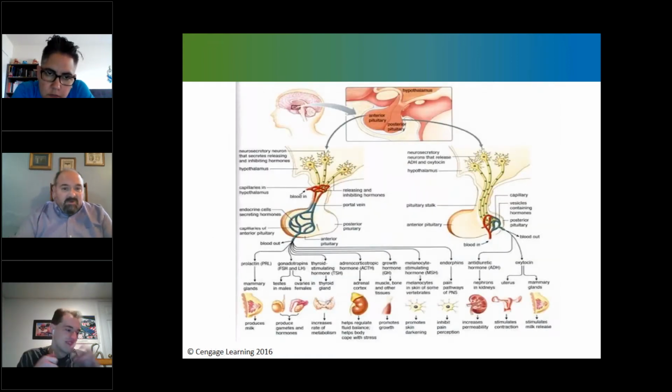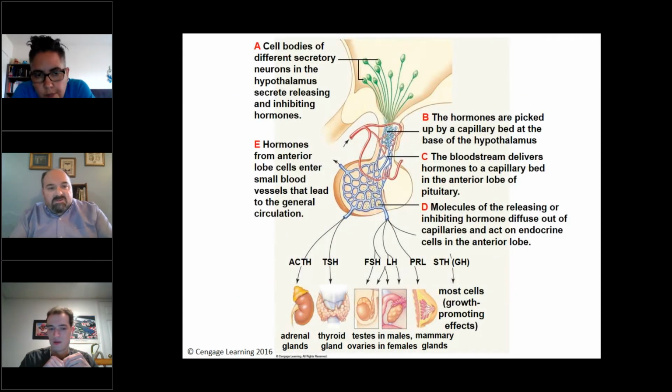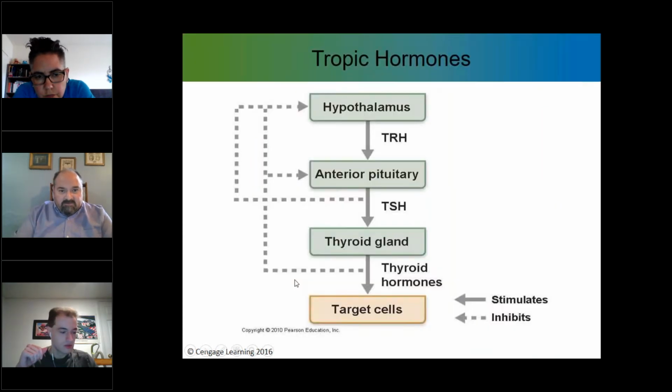And here's just another image. I've tried to give you multiple images, and this one's nice in that you can actually see what's being stimulated as a result of the hormones being released from the different areas, whether it's the posterior or anterior pituitary. Here's just another image showing you again the anterior pituitary. So these are all anterior pituitary hormones and the action that can occur at those sites.